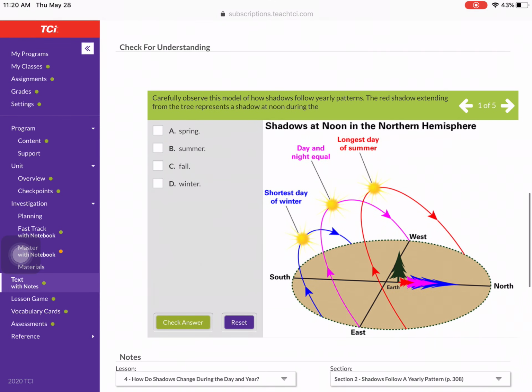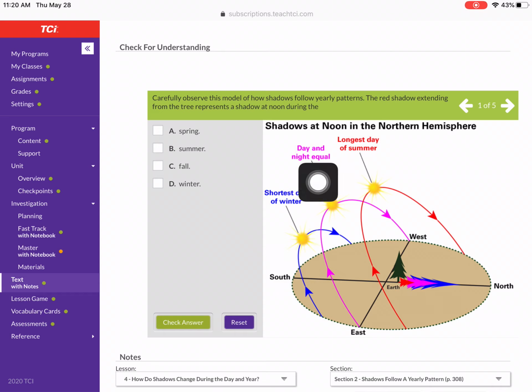And here is a check your understanding. Notice here, remember our Earth is on an axis, it's tilted, right? So depending on the season, the sun appears as if it's in a different position in the sky. So the blue line here, see the blue line? Shortest day of winter, here's the sun. And then you see the blue shadow. It's the longest. The sun is the lowest here, and it has the longest shadow.